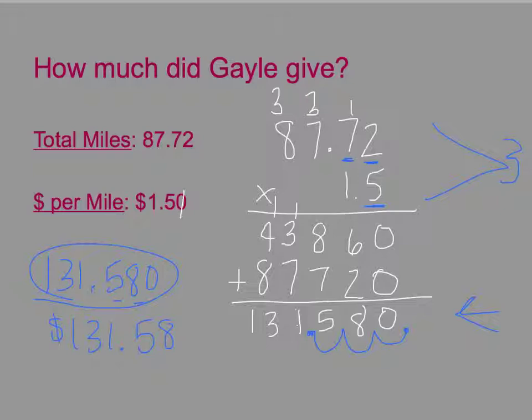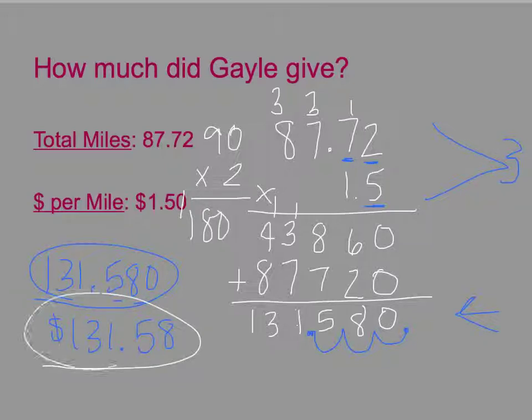So maybe if we found an estimate for this, we might want to round 87 to 90 and then multiply it by 2, because $1.50 would round up to $2, and this estimate would get us about $180. So this is a fairly close estimate. Notice that we rounded both of these numbers up, so it's going to be an overestimate, and that tells us that we are most likely right with our final product here.